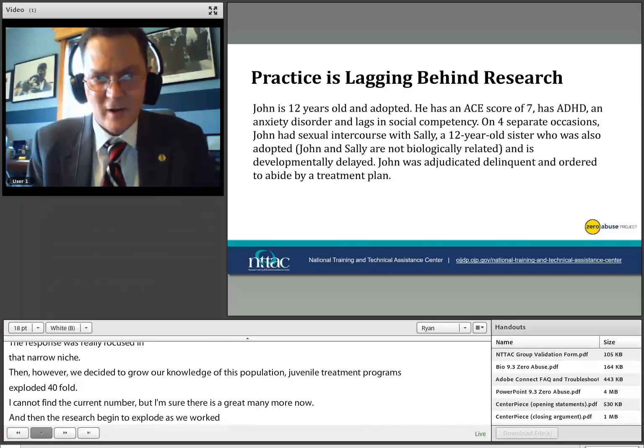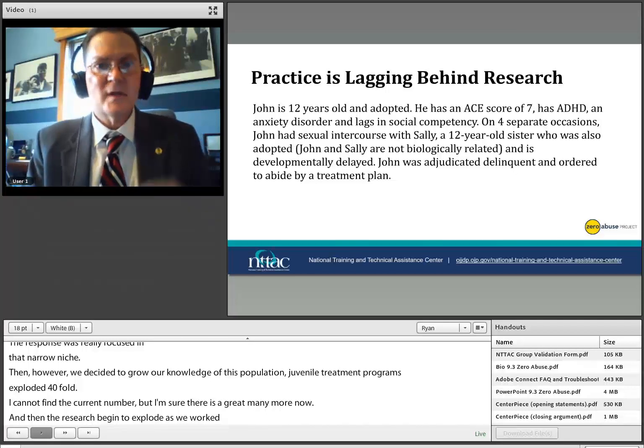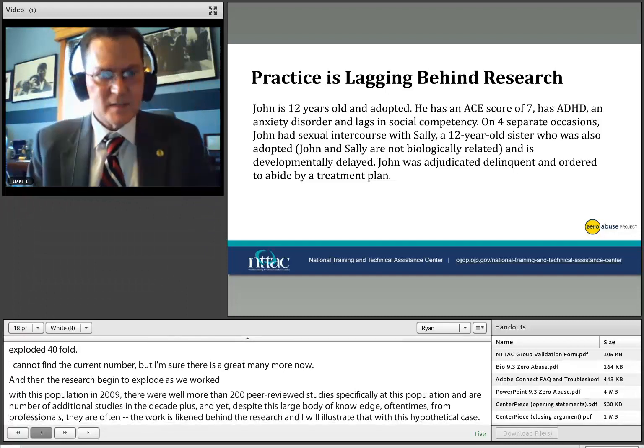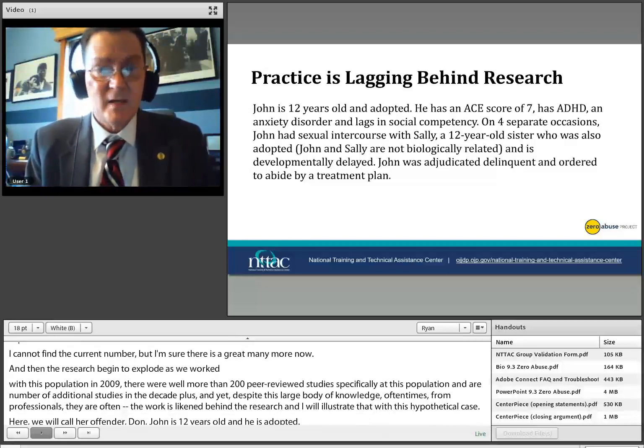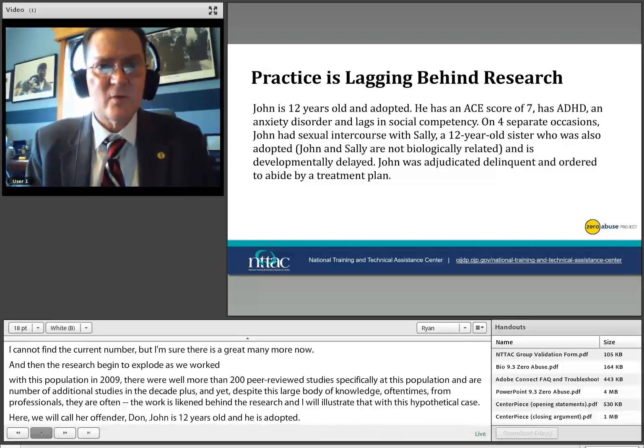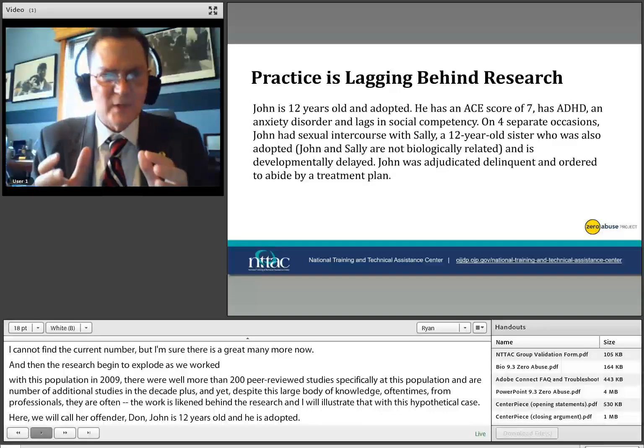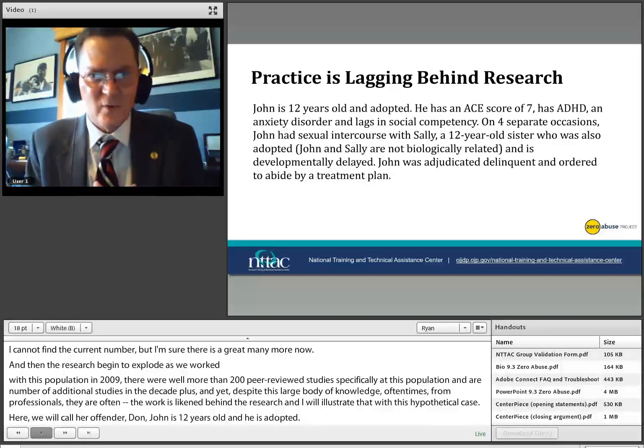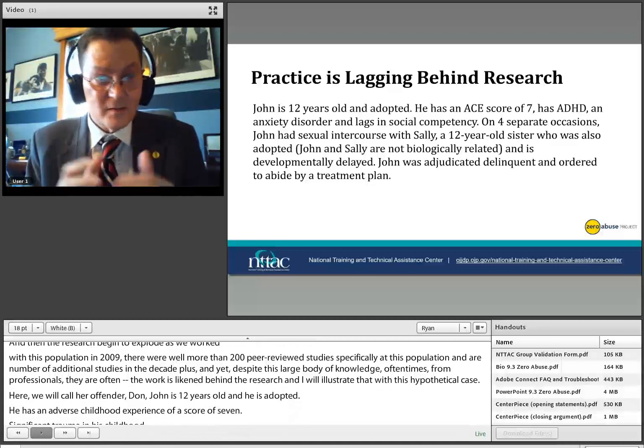Here we will call our offender John. John is 12 years old and he is adopted. He has an adverse childhood experience score of 7, so significant trauma in his childhood. He's been diagnosed with ADHD as well as an anxiety disorder. He lags in social competency. He just can't make friends very well in school.